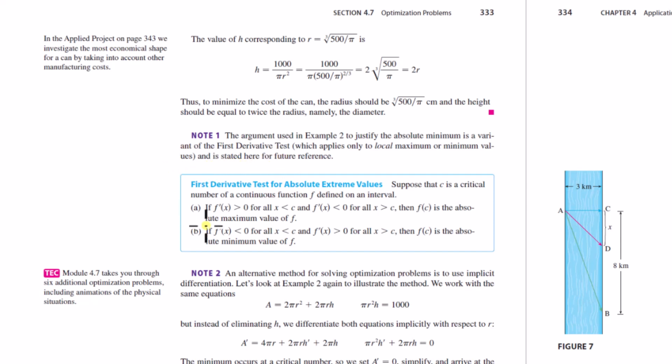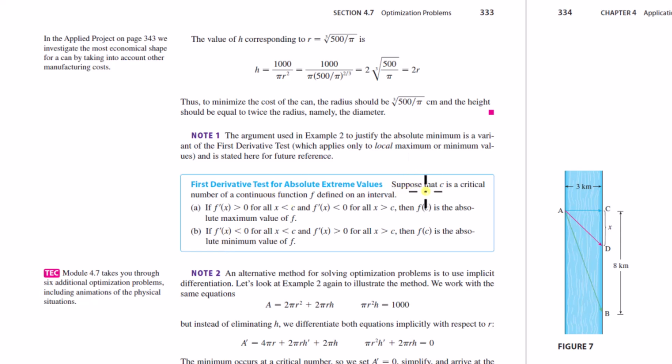So yeah, it's a variant of the first derivative test, the argument that I just mentioned as far as the first derivative being positive everywhere to the left of the critical point or negative everywhere to the right, or vice versa. You can conclude that then that point must be an absolute max or min. And it says that here.